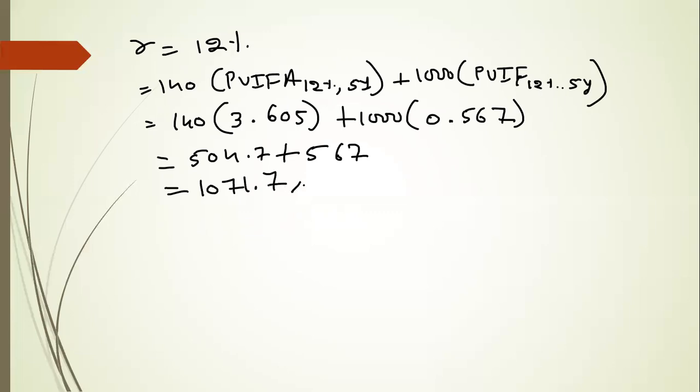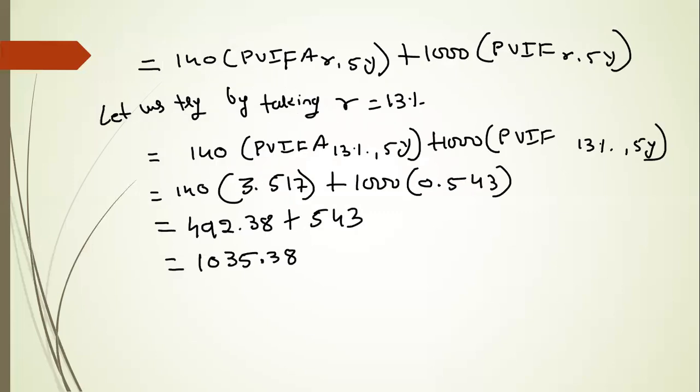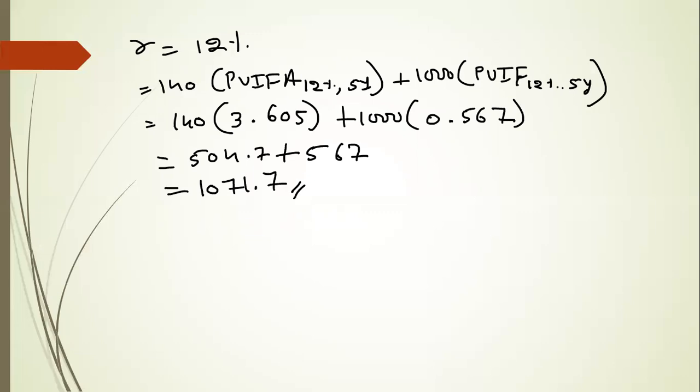So the total is 1071.7. By looking at the two values, this is 1071.7 if you put 12%, and if you put 13%, it is 1035.38. So the value for yield to maturity is between these two. So now we will put it into the formula to calculate by linear interpolation.